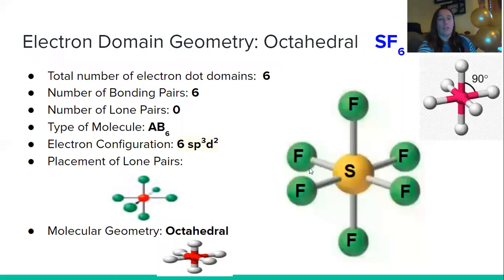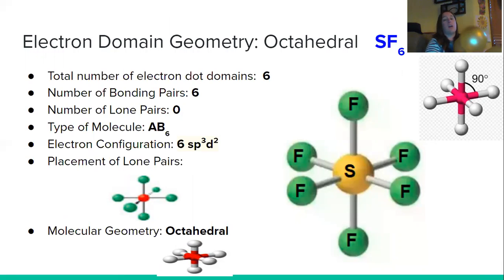All right, our last electron domain geometry is octahedral, and I chose sulfur hexafluoride for this one. Their total number of electron domains is 6. Their number of bonded pairs is 6. We have number of lone pairs is 1. Or sorry, number of lone pairs is 0.